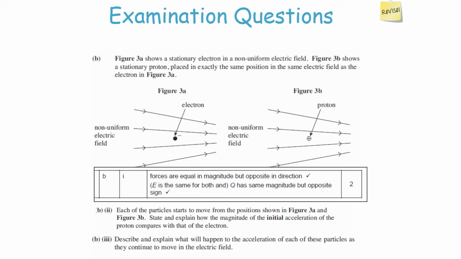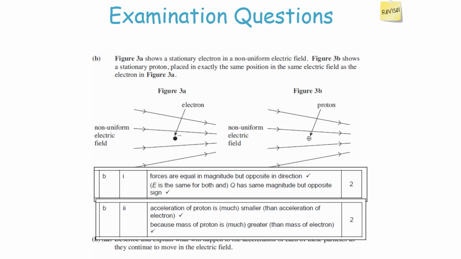Next question. Describe and explain what will happen to the acceleration of each of these particles as they continue to move in the electrical field. Now, it's important to note that as they're moving through the field, their actual electrical field strength is changing. We know this because the lines are changing their distance between each other. The closer the lines are to each other, the stronger the electrical field, so therefore the stronger the electrostatic force.